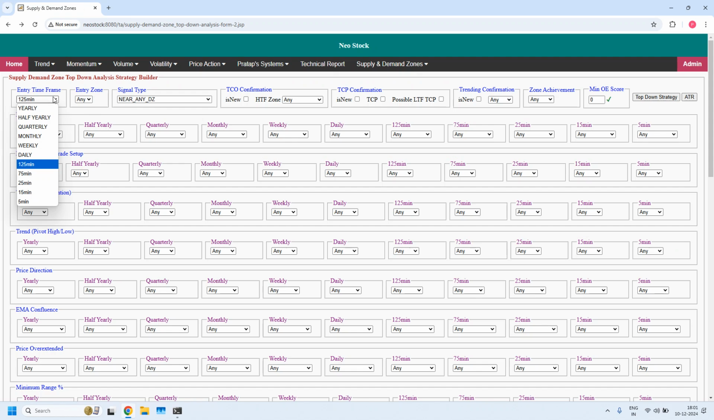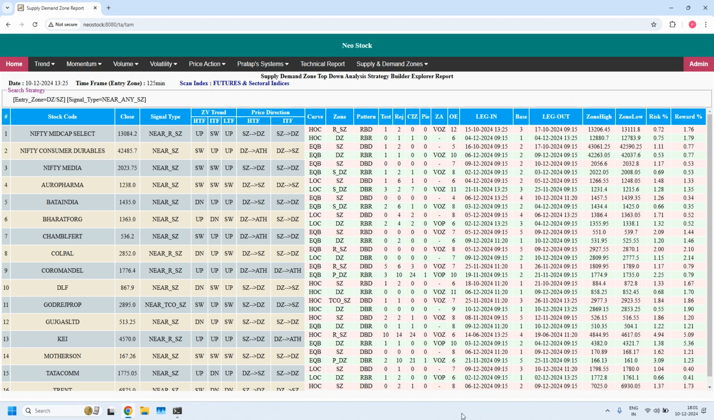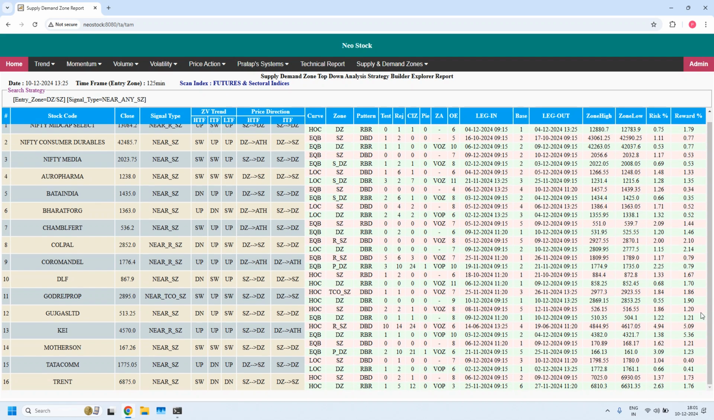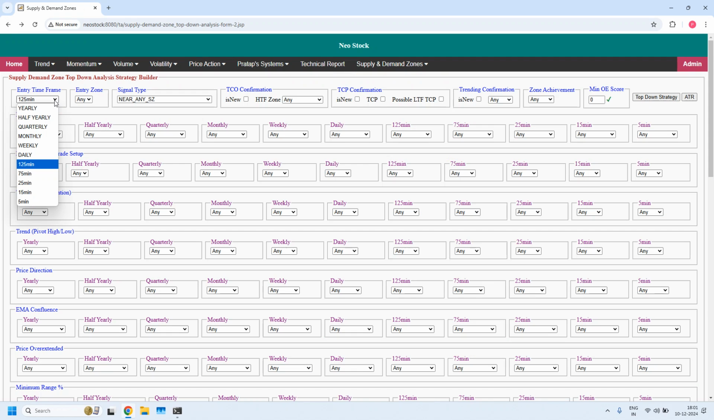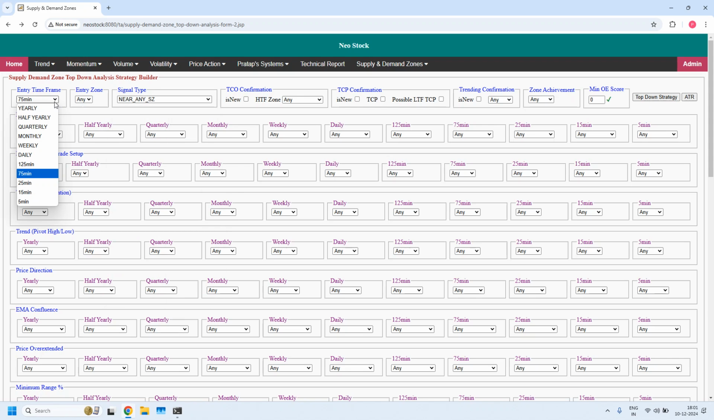Next 125 minutes time frame, stocks near 125 minutes supply zone. We got 16 stocks. I'm scrolling the list down. So total 16. Sorry, the next time frame is 75 minutes. Entry time frame 75 minutes.